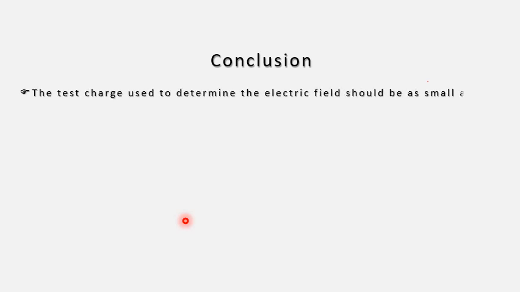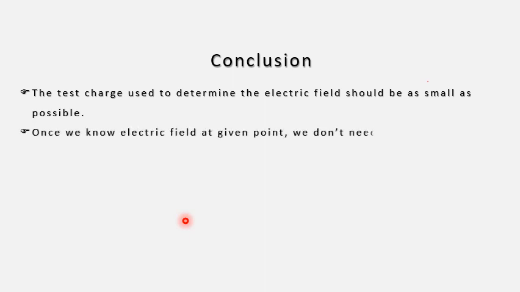Okay, so these are the characteristics of electric field. Let us conclude. First of all, the test charge which we use to determine electric field should be as small as possible. What is the reason behind this? Because if the test charge is very large, then it will disturb the system which is producing the electric field and you will not get the correct answer. So the test charge should be as small as possible so that the original system of charges is not disturbed.